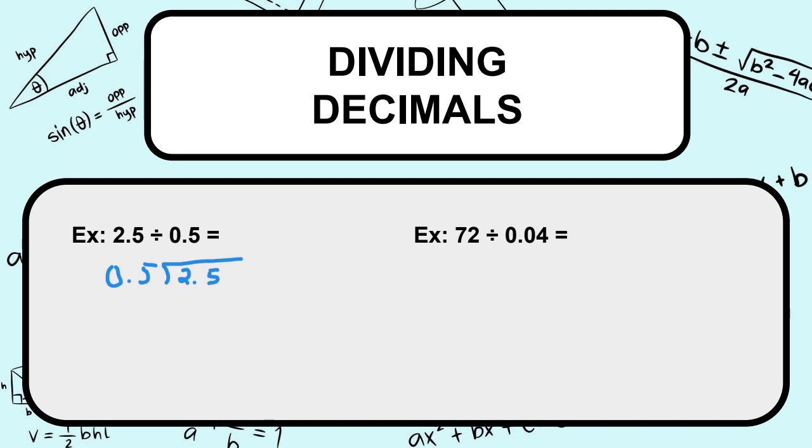Now step 2, we have to move the decimal point. So we start by moving the decimal point in the divisor. This way this 0.5 becomes 5. So I move it to the right 1 place.